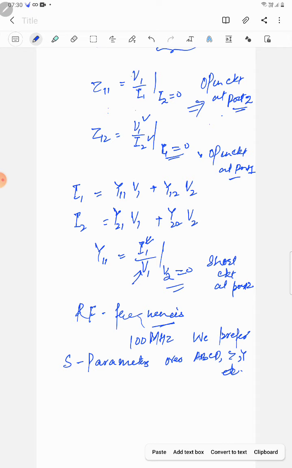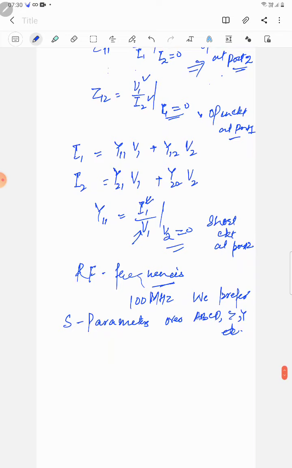So how are these S parameters different from ABCD parameters, Y parameters, Z parameters? We'll see that. S parameters basically relate the incident voltage waves on the ports to the reflected voltage waves. So as far as these S parameters are concerned, they relate the incident and reflected waves.